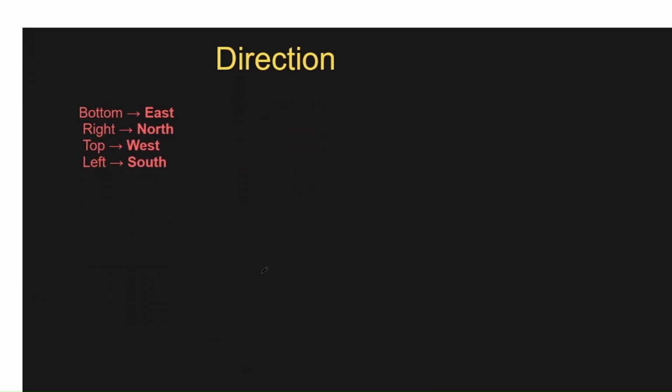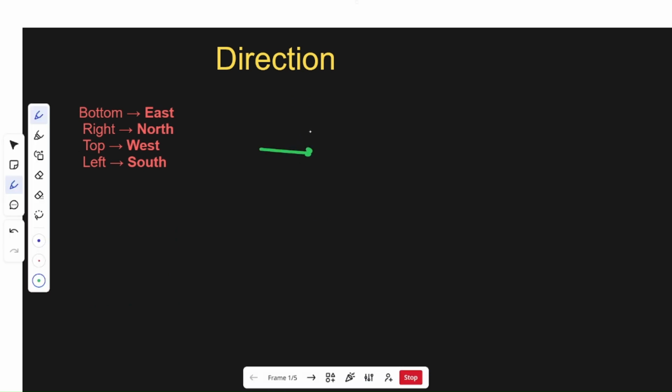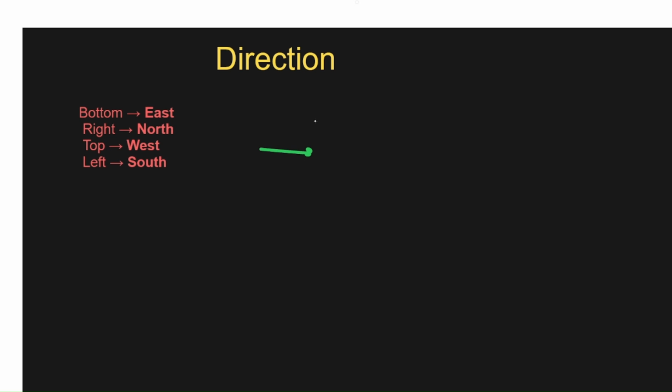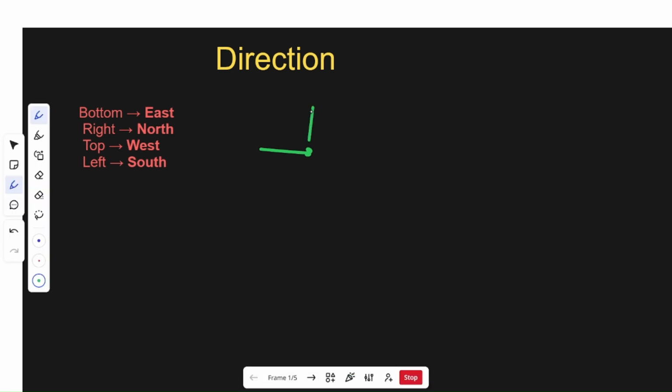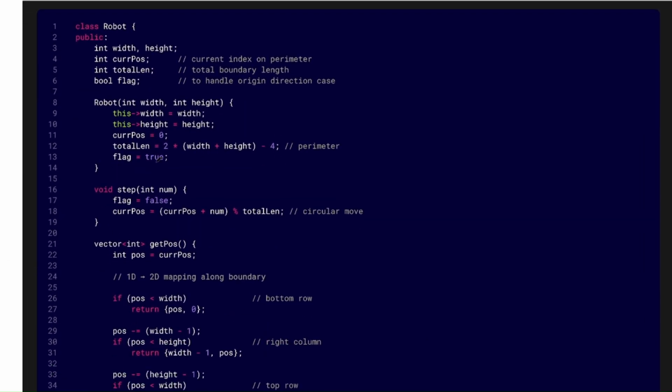And direction is simple. If you are at the bottom, then it's east direction. If you are at the right, then we will return north, and so on. Let's move to code.